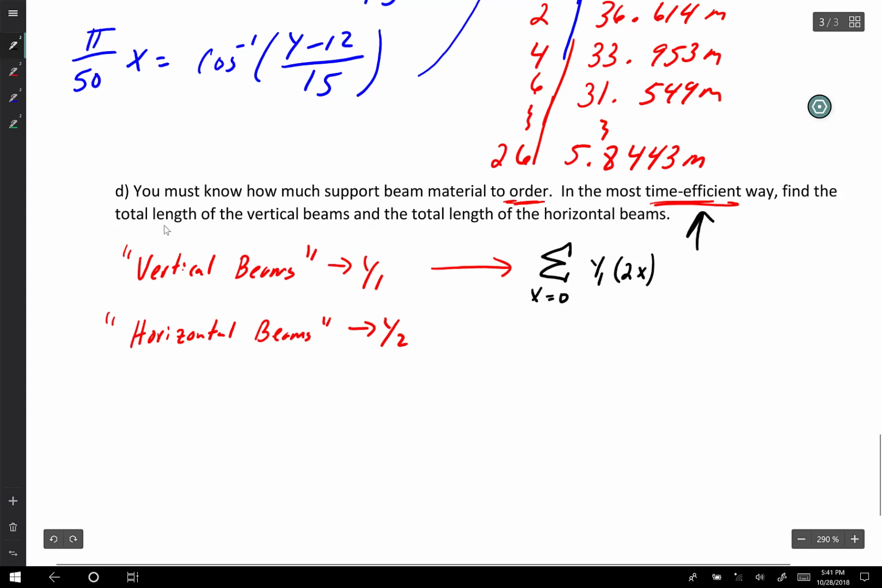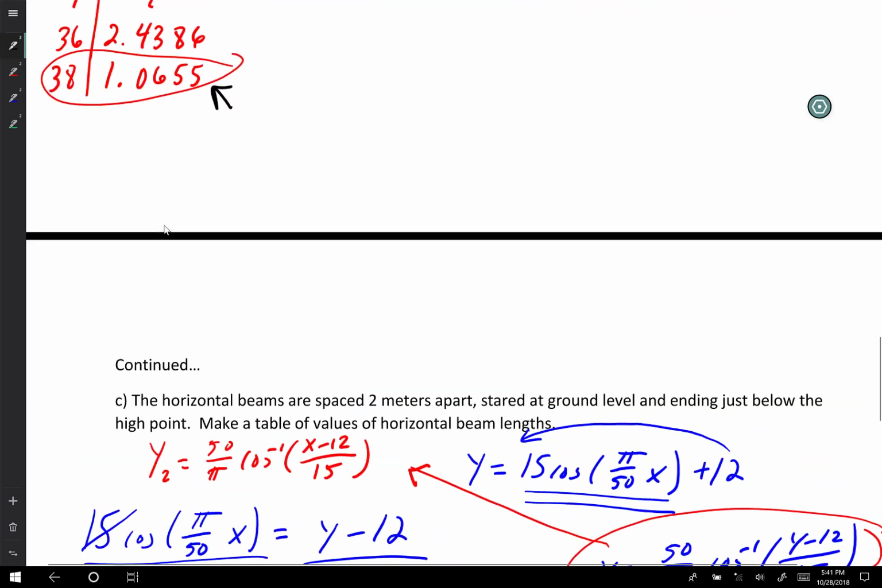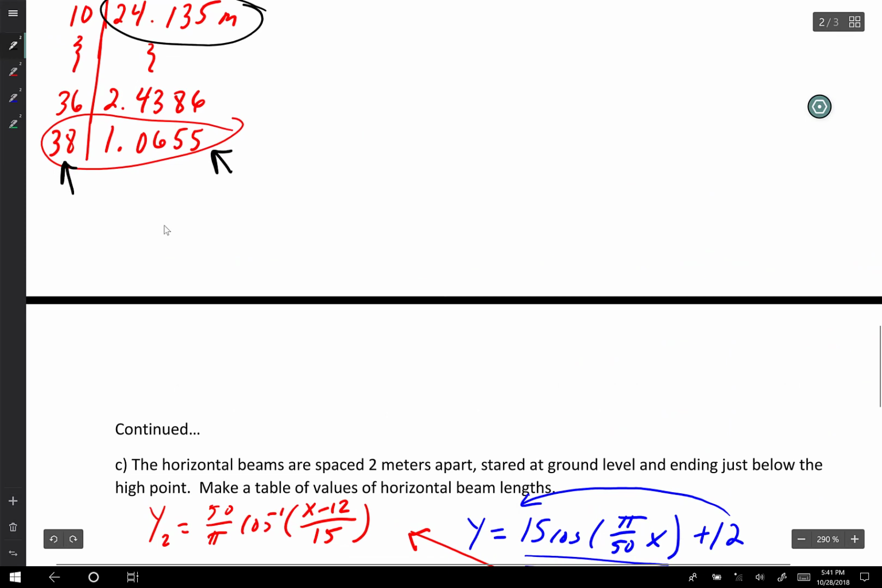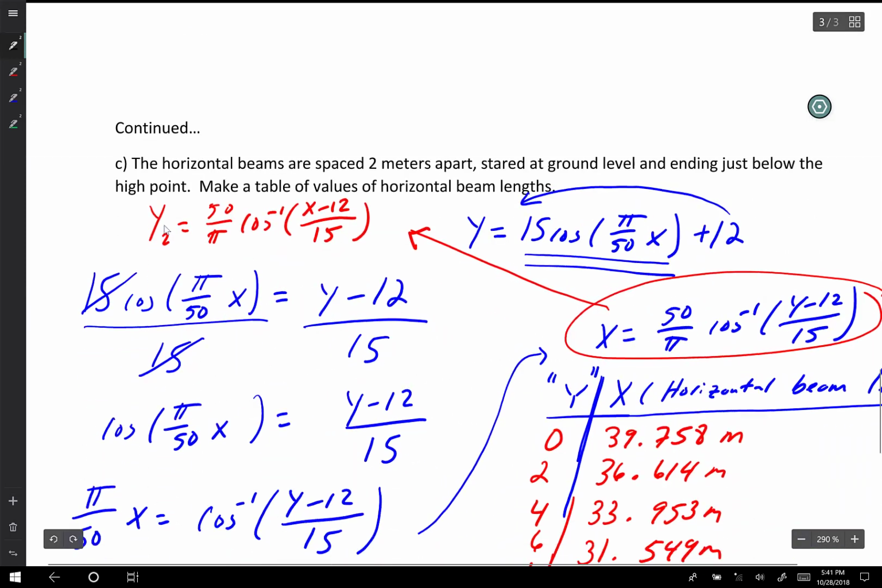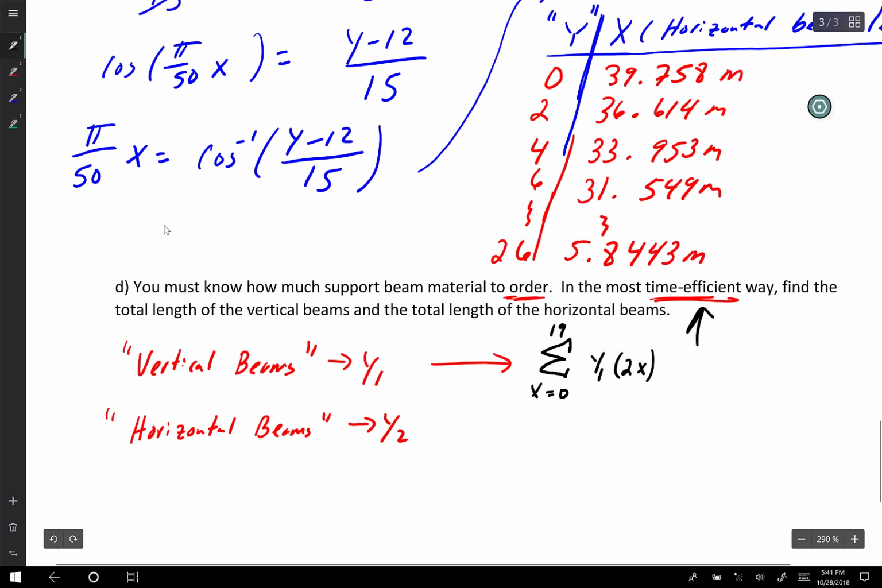So if x equals 0, you get y1 of 0. If x equals 1, you get y1 of 2. If x equals 2, you get y1 of 4. If x equals 3, you get y1 of 6. So it skips all those intermediate ones. And since we want to go all the way to 38, 38 divided by 2, what is that? 19. So you're going to go all the way from 0 to 19.